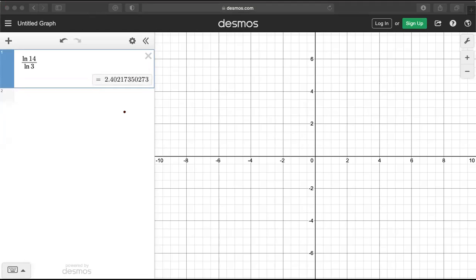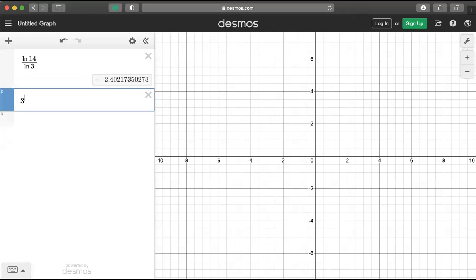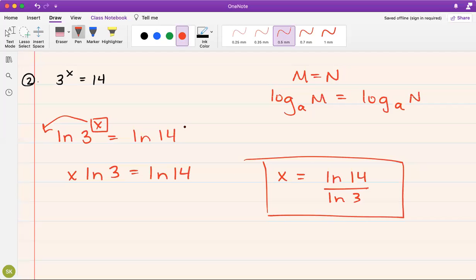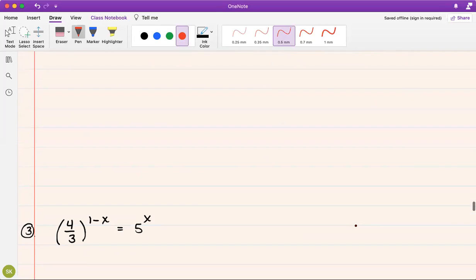So the problem was 3 to the x is equal to 14. So let's see, 3 to the 2.40217350273. You can see that I get 14. Okay, so let's go back. So x is about 2.402. Let's go to our next problem.